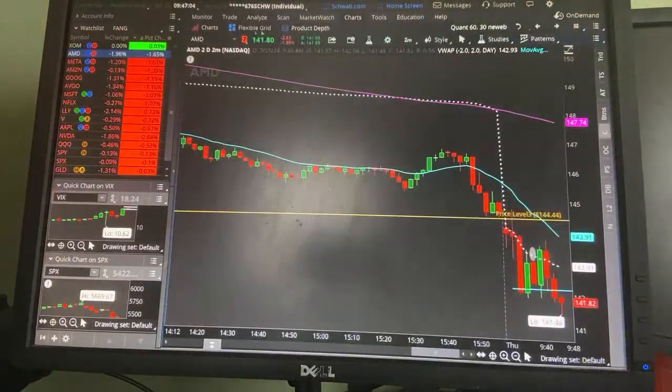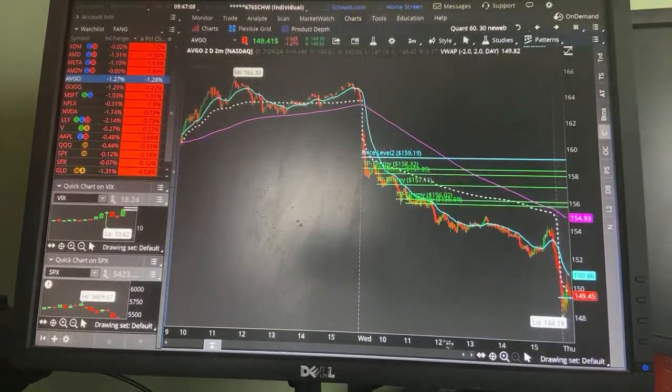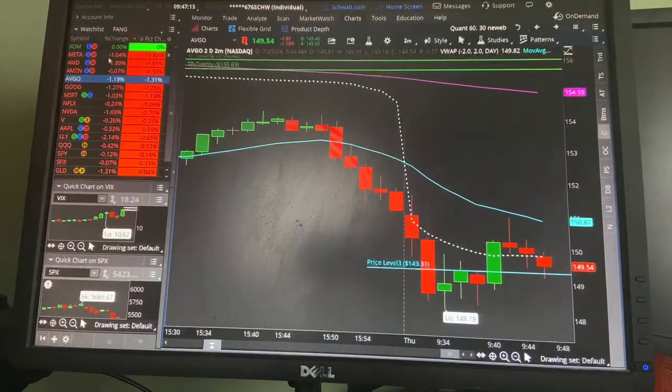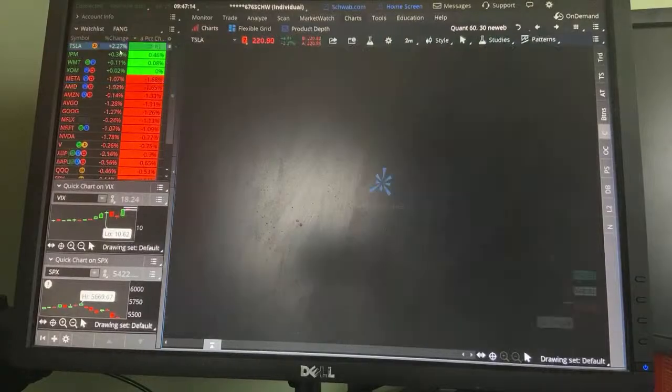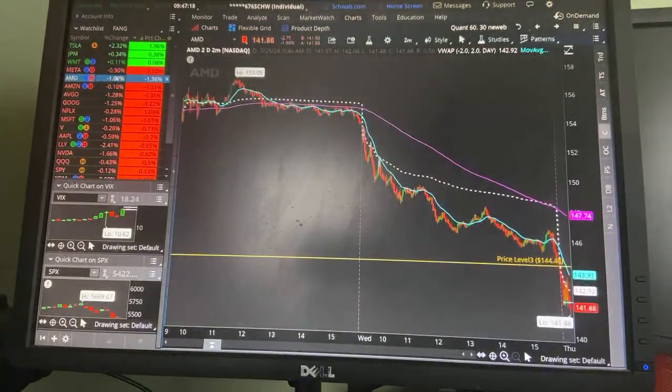All right, let me see. Did AVGO make a new low? Trying to right now. So AVGO is back below VWAP. We'll see if that continues down too. Be patient here today, folks. Not a lot of follow through here in the morning.